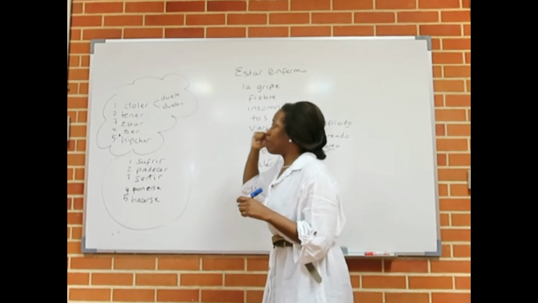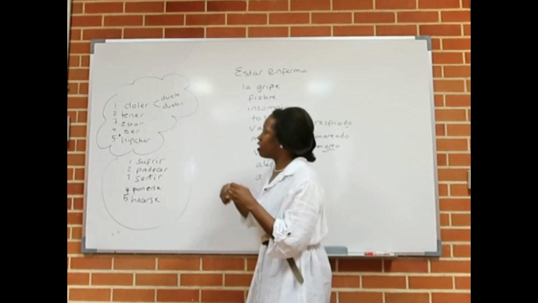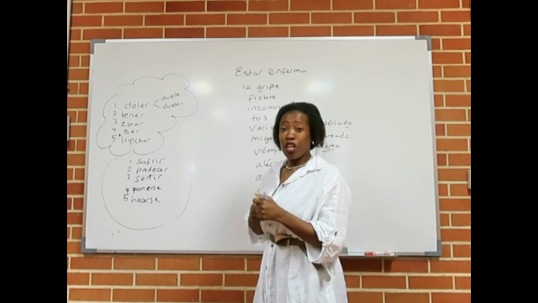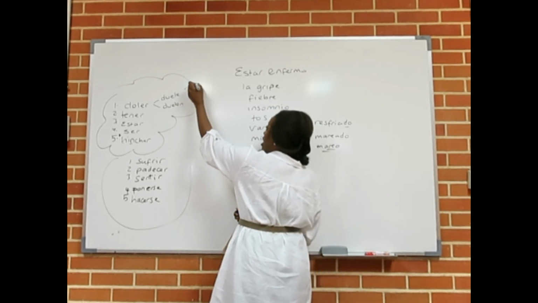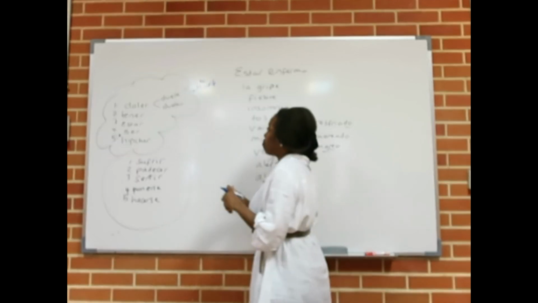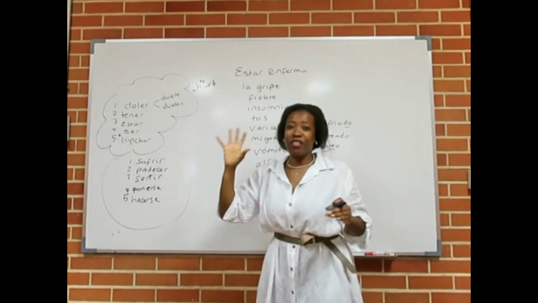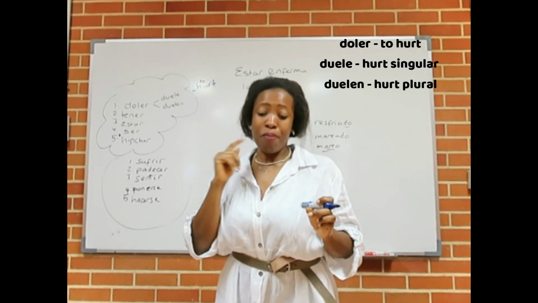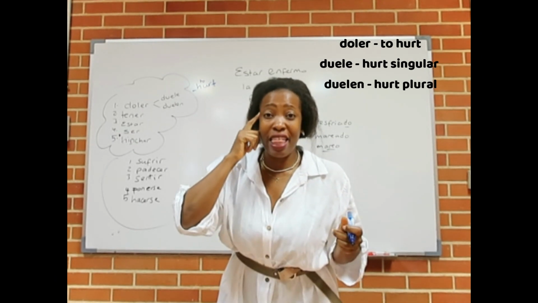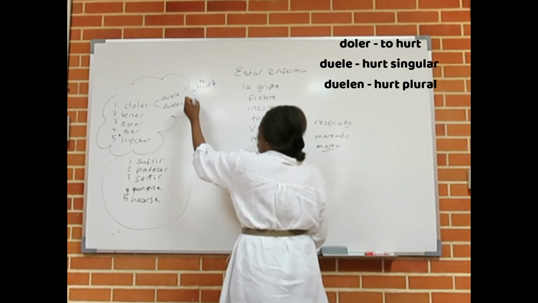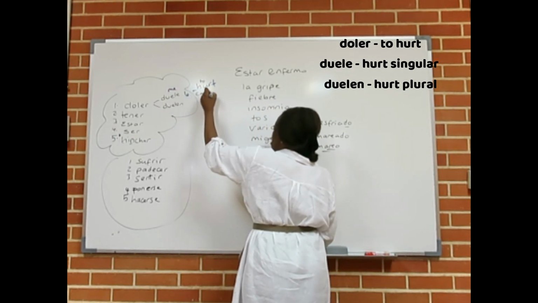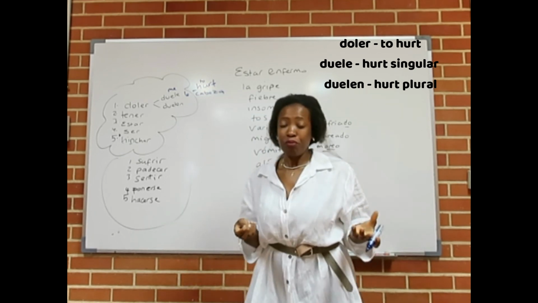Right, so our first 5 verbs are these. Doler, which means to hurt. I put duele y duelen because normally we need to use it in these 2 forms. So you might say, me duele la cabeza, my head hurts.